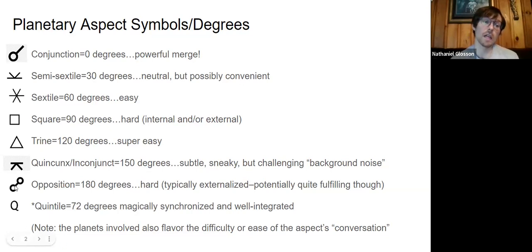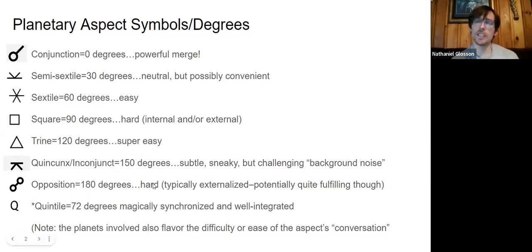The opposition is the last one of the so-called classic aspects, which is 180 degrees. That means they're sitting exactly opposite each other on the wheel, and it is considered a hard aspect. It is arguably just as loud as the conjunction. The square is also fairly loud. The sextile and trine, by virtue of being so easy, you can sometimes miss them. They are soft. And then the semi-sextile and quincunx are called minor.